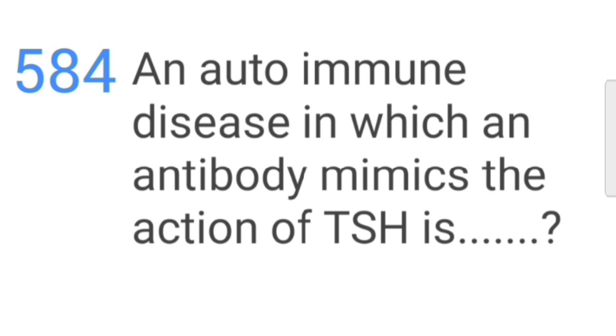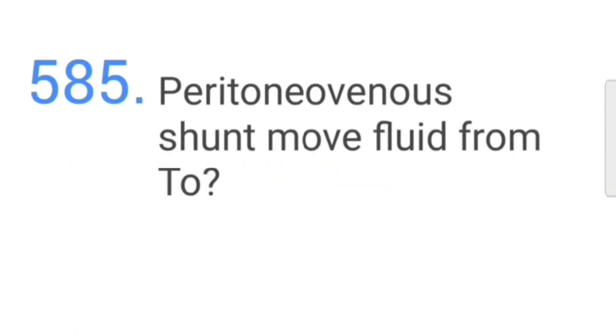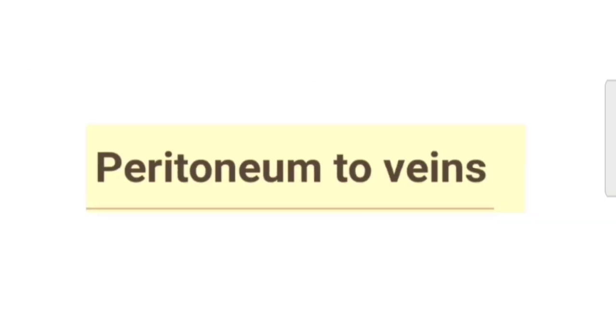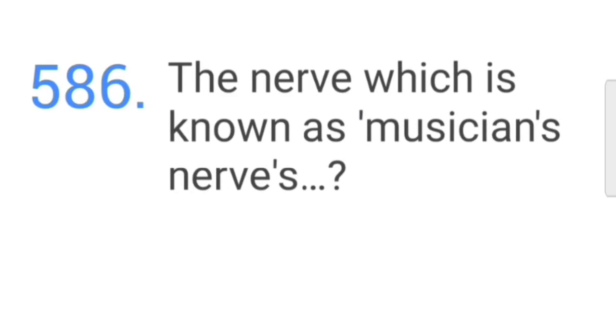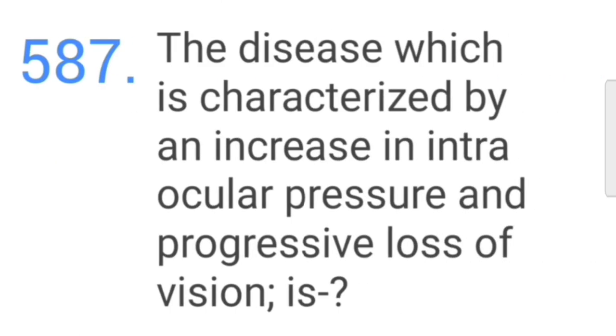An autoimmune disease in which an antibody mimics the action of TSH is dash. Graves' disease. Peritoneovenous shunt moves fluid from peritoneum to veins. The nerve which is known as musician's nerve. Ulnar nerve. The disease which is characterized by an increase in intraocular pressure and progressive loss of vision is dash. Glaucoma.